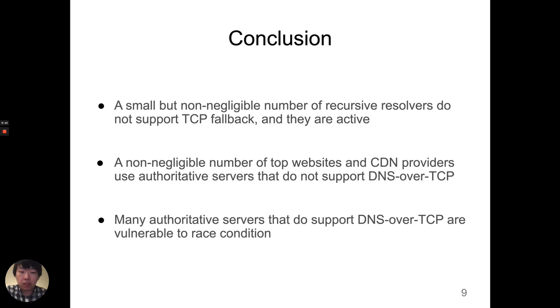Here's the conclusion for today's talk. First of all, on the recursive resolver side, a small but non-negligible number of the resolvers do not support TCP fallback, and they are active. And for the ADNS servers, still a non-negligible number of top websites and CDN providers use ADNS servers that do not support DNS over TCP. And for the ADNS servers that do support DNS over TCP, many of them are vulnerable to the race condition.